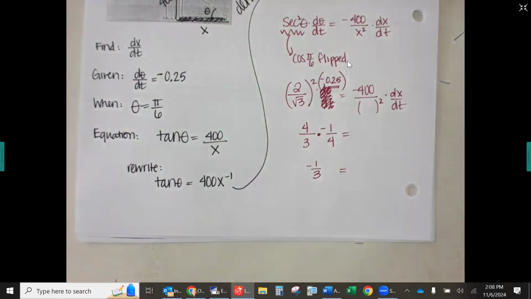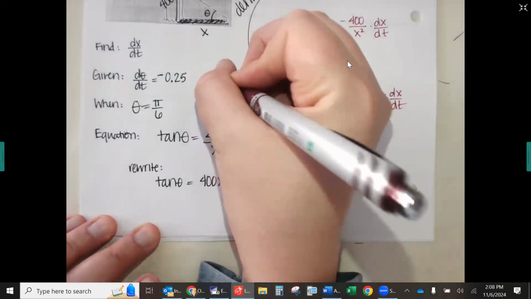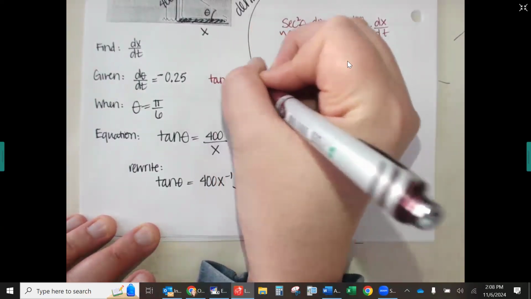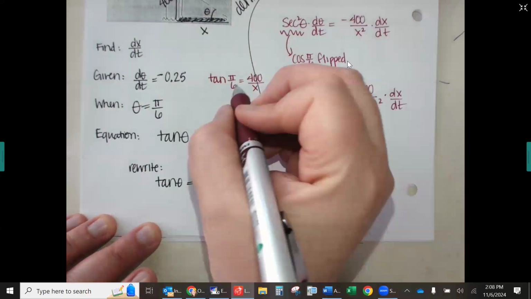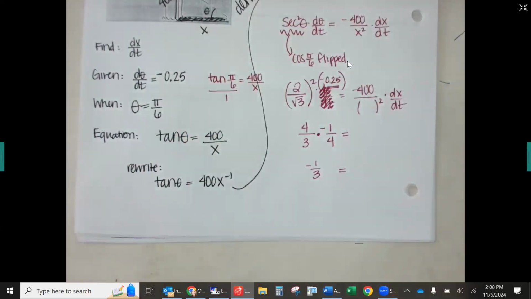All right, now let's come back to here. We still need to know x. Okay, so if I know that my theta is pi over 6, then I can solve that right here. So do a little side problem. We know that tan of pi/6 needs to equal 400 over x. And then I'm just going to put it over 1 and cross multiply, just like we did in your little example.